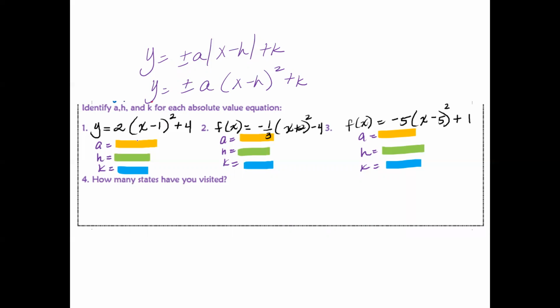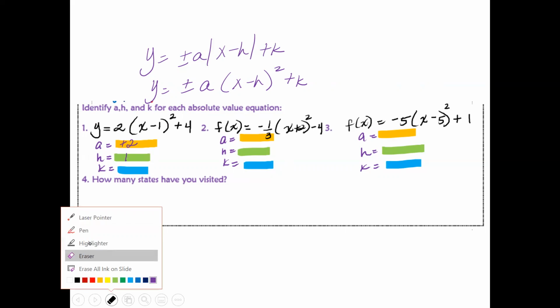So let's take a look at number 1. For number 1, your a is a positive 2. Your h, which is inside the parenthesis, is going to be a positive 1. And I know you're like, well, really, it's a positive 1 because it looks like it's going to be a negative 1 to me. But if you look at this here, you have to kind of match it.